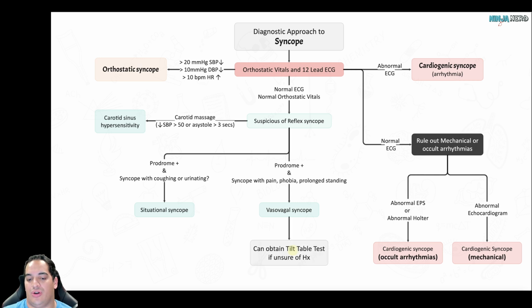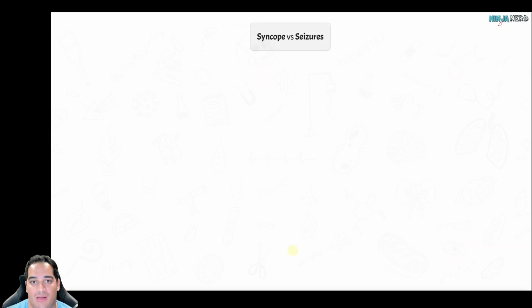And if you're still not sure, you can sometimes do what's called a tilt table test, and that can sometimes be helpful in that scenario. But that's how we'd approach syncope.